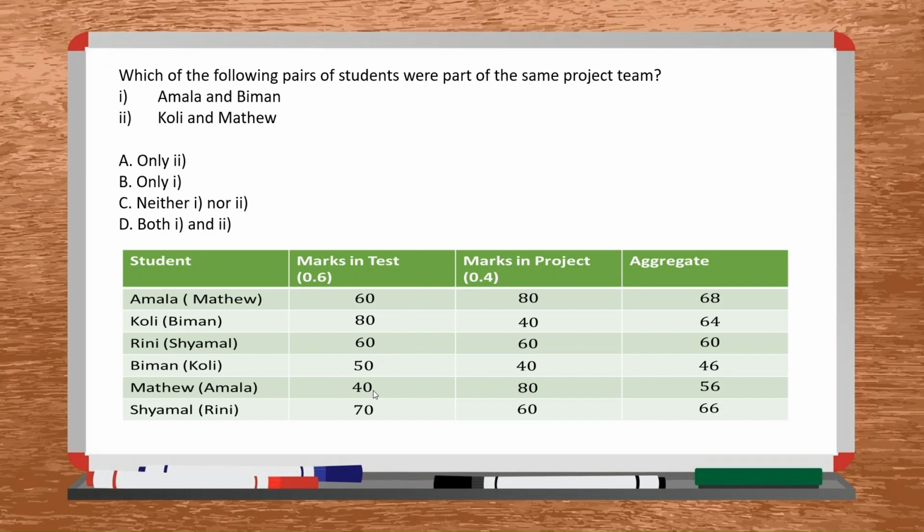And the last question is, which of the following pairs of students were part of the same project team? We have first option as Amla and Biman, which we know is not correct. And second, we have Kohli and Matthew, which again is not correct. So option C is the right answer, which is neither one nor two. The answer is option C.